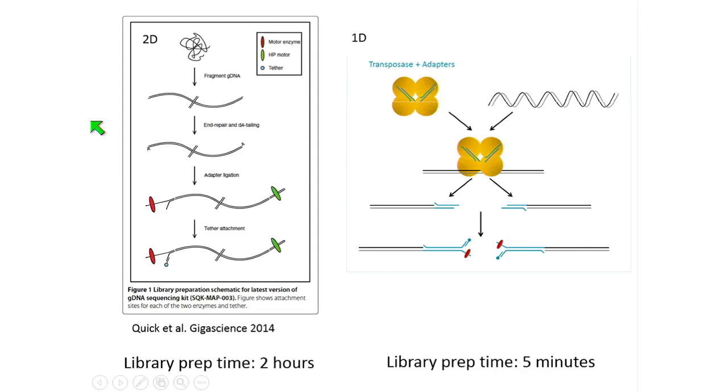That takes about 2 hours. So there's been a new library prep kit, which doesn't give you that hairpin. It doesn't give you 2D reads, but it gives you just the 1D reads. But the advantage here is that the library preparation time takes between 5 and 10 minutes. And you can do that with very, very little lab equipment. In fact, we've done that in a hotel room at AGBT last year. And you can do that with essentially just pipettes.